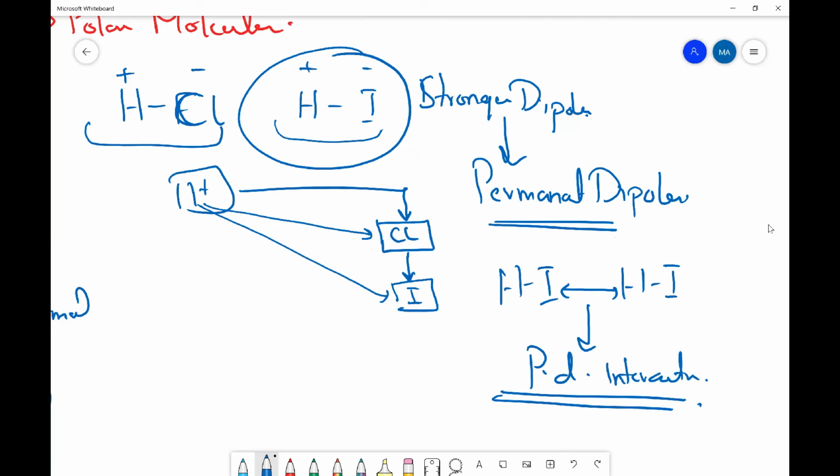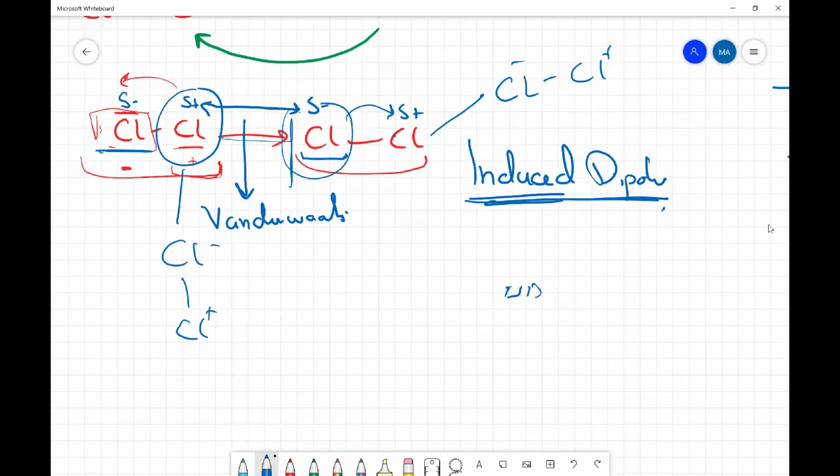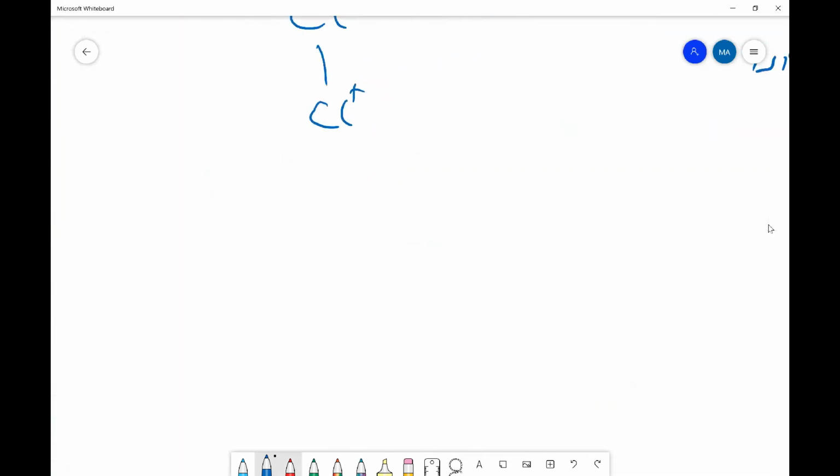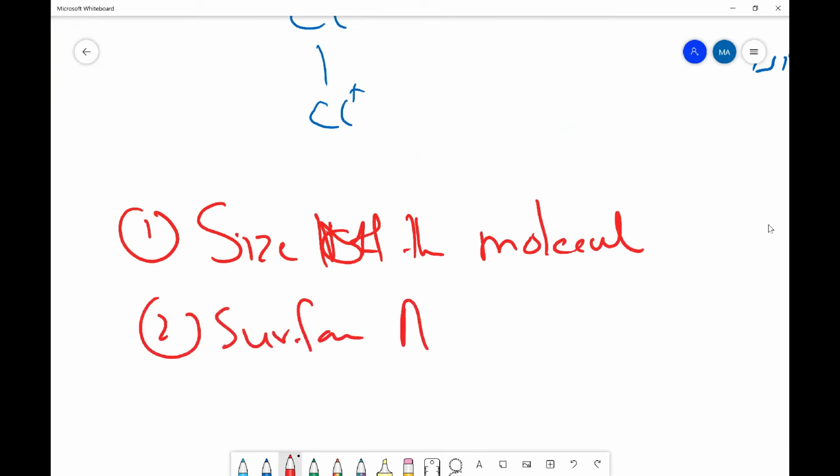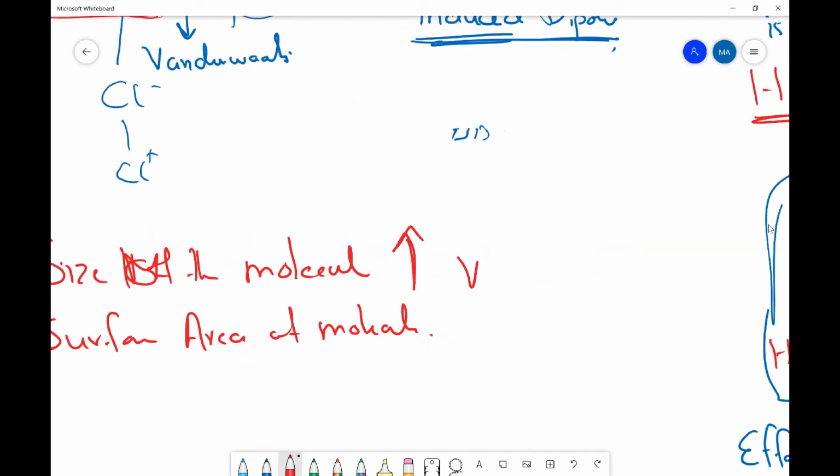Okay. One small concept regarding van der Waals before we end the topic: van der Waals forces have two properties. As the size of the molecule and the surface area of the molecule increase, the van der Waals forces will also increase. So if the size of the molecule increases, the van der Waals will also increase. If the surface area of the molecule increases, the van der Waals will also increase.